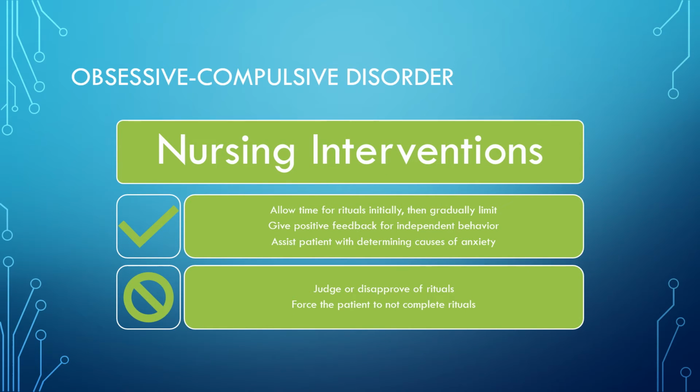Some nursing interventions for obsessive compulsive disorder patients. Make sure you allow time for rituals initially and then gradually limit how much time you allow for the rituals. You want to give positive feedback for independent behavior and assist the patient with determining the causes of anxiety. You don't want to judge or disapprove of the rituals or attempt to force the patient to not complete a ritual.